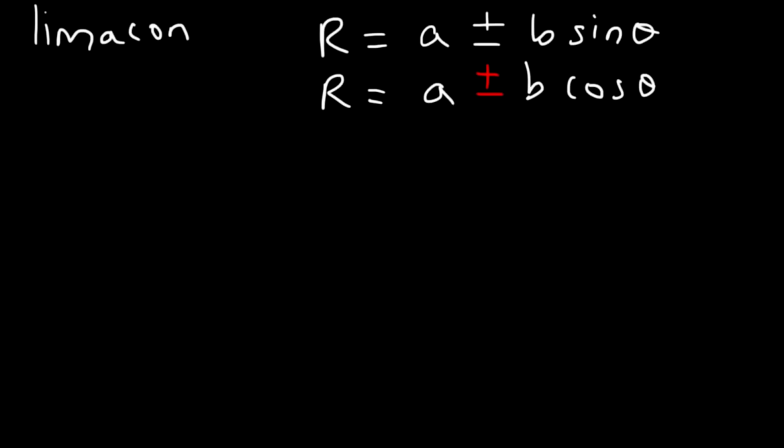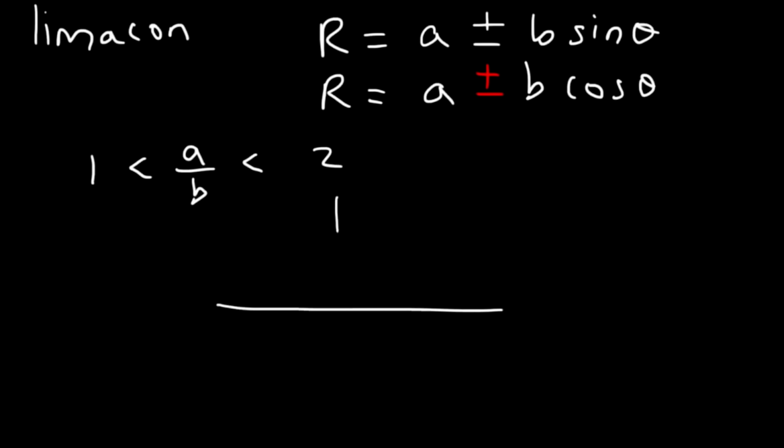Now the next one is the dimpled limacon with no inner loop. So that occurs if a over b is between 1 and 2. So let's start with the x-axis. It's a small dimple. Sometimes it's hard to notice. So that's the dimpled limacon with no inner loop.